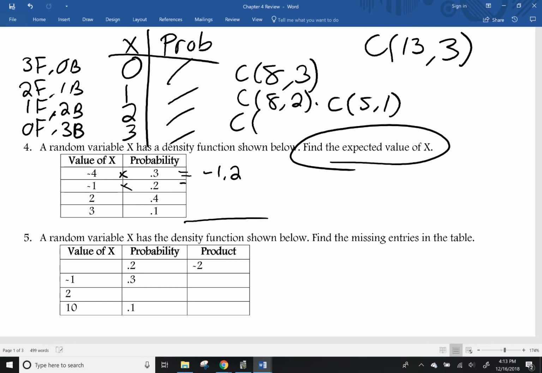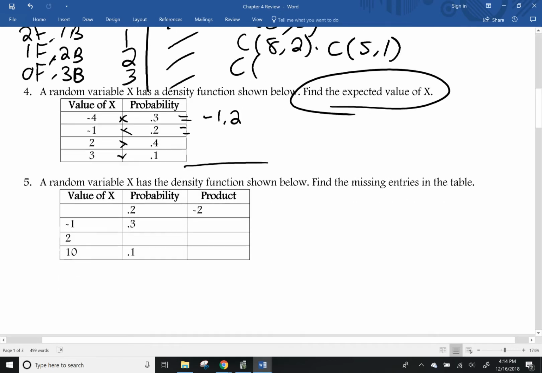Right? And you just continue doing that for the rest of these. So multiply all those together, get their numbers, and then you'll have 4 of them over here. Add those all up, and you have your expected value. So pretty straightforward if you have a calculator.